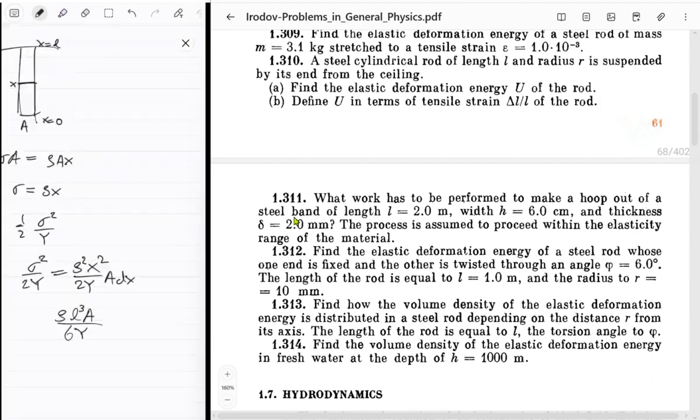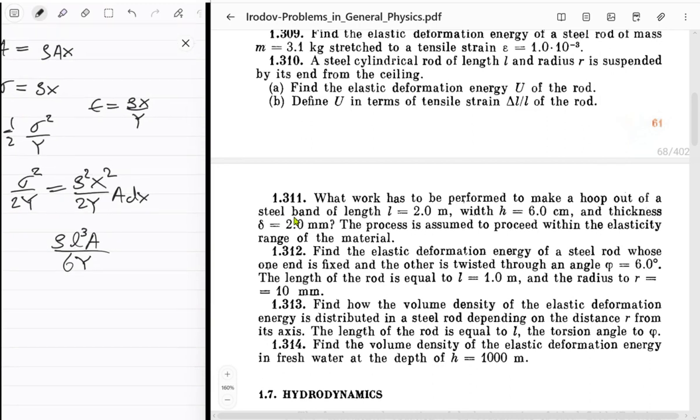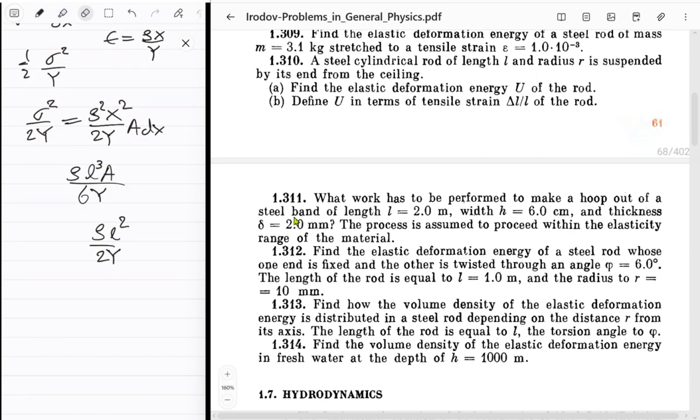So you know what the strain is? The strain is just equal to rho x upon the Young's modulus. So this times dx is the change in length. If you integrate this, it's just going to be rho x squared upon 2 Young's modulus from 0 to L, which equals rho L squared upon 2 Young's modulus. Now, this upon the original length, which is L, gives rho L upon 2 Young's modulus. That's the actual strain, so that's dl upon L.